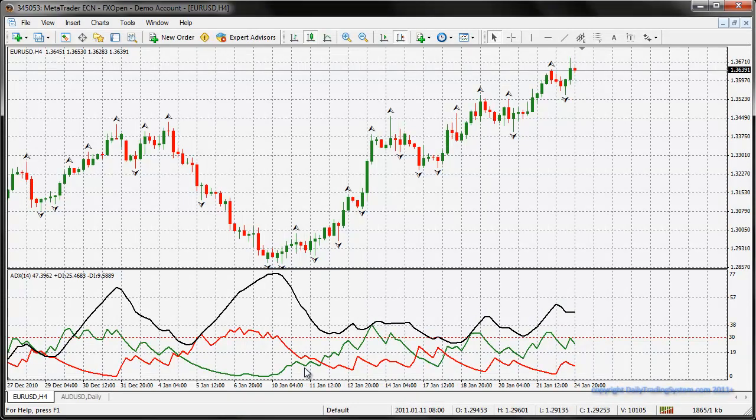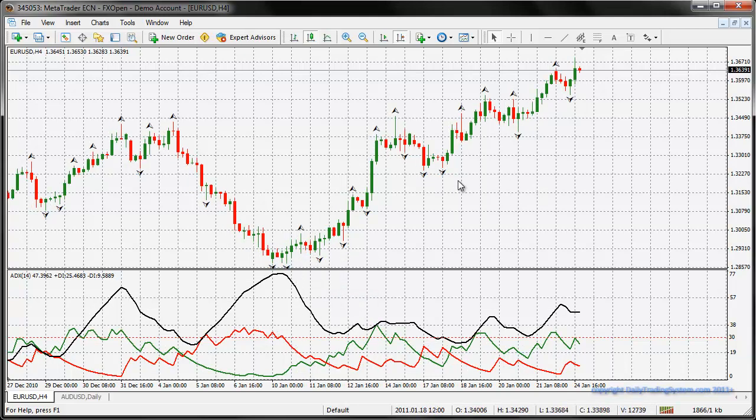This time we're going to use the fractals indicator, and this is one that nobody else knows about either because I've just come up with this strategy. It was quite funny how it seems to work. Anyway, let me know what you think.